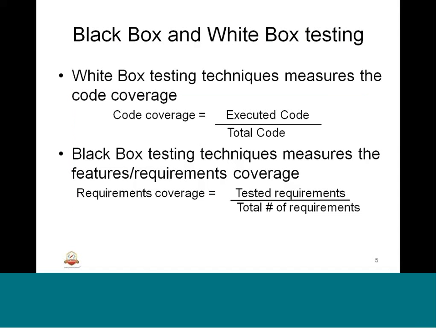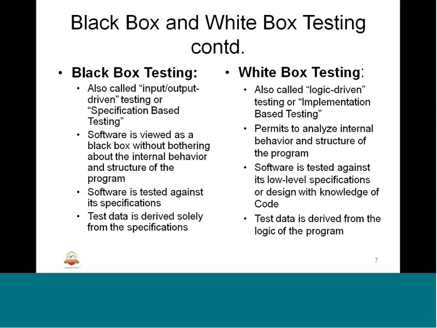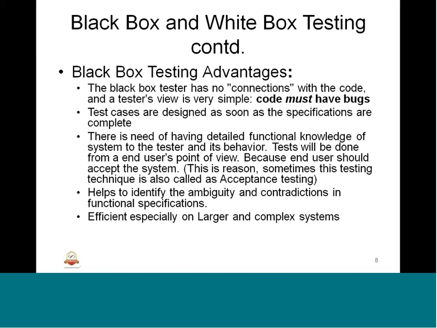For code coverage, we know it is the total amount of executed code that is tested divided by the total code in the system, expressed as a percentage. Similarly, we have requirements coverage. This is the total number of tested requirements versus the total number of requirements, in percentage. Also, we studied the differences between black box and white box testing, and their advantages and disadvantages.